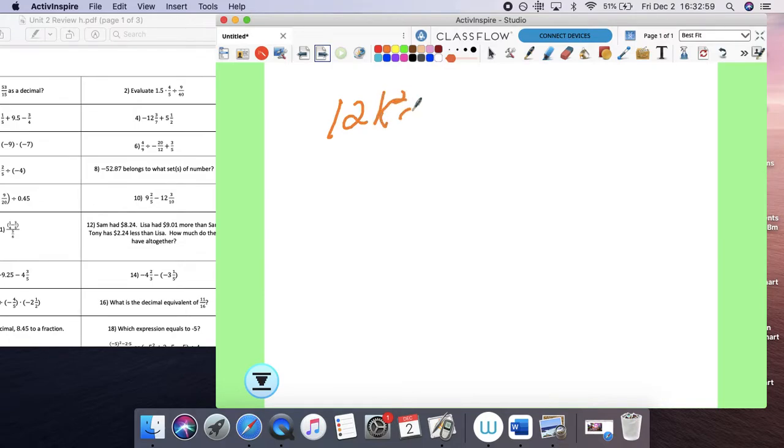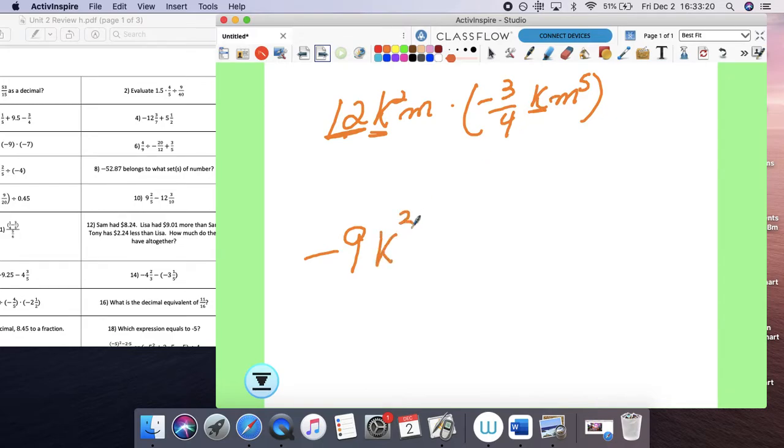12k squared m times negative 3/4 km to the 5th power. Now, multiply the coefficients first. Positive times negative, we get a negative. 12 times 3 over 4 is 9. K squared times k is k to the 3rd power. And then m times m to the 5th power is m to the 6th.